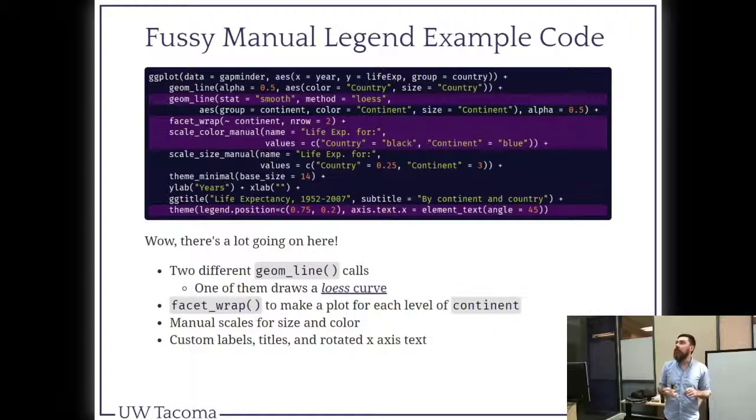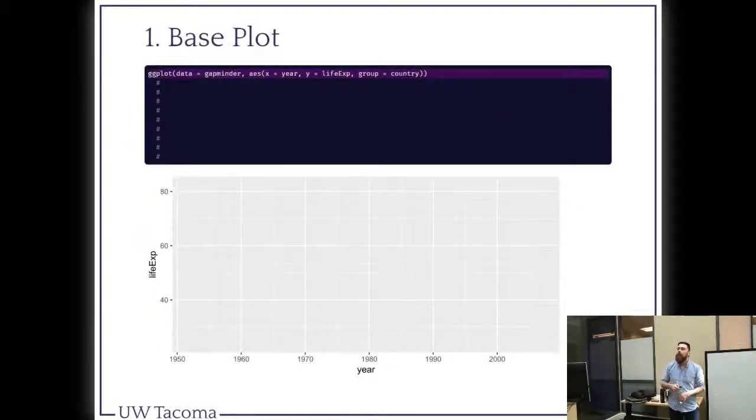Scale size manual. I want the country lines to be 0.25 size. The continent lines to be 3. I want them to be much larger. Then I say theme minimal base size 14, I give it a title, a subtitle, I move the legend into a specific position, and I rotate my text 45 degrees. There's a lot going on here. Let's go through it to see what happens at each stage of this.